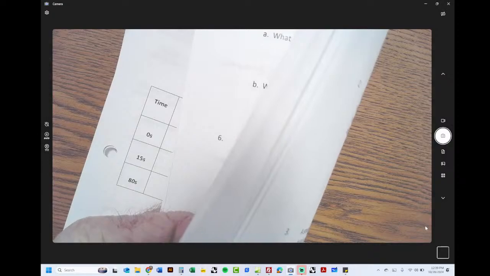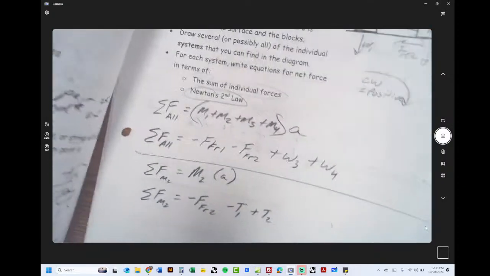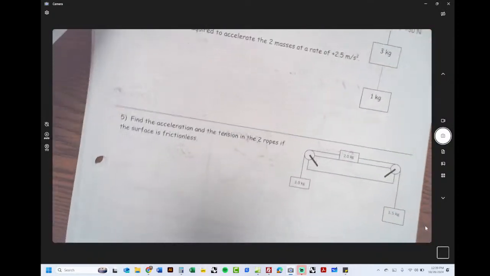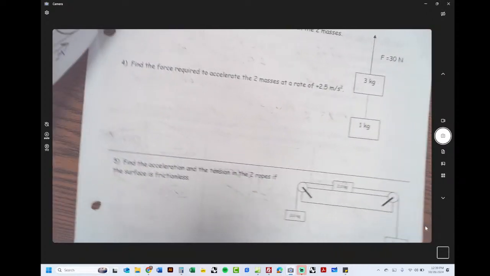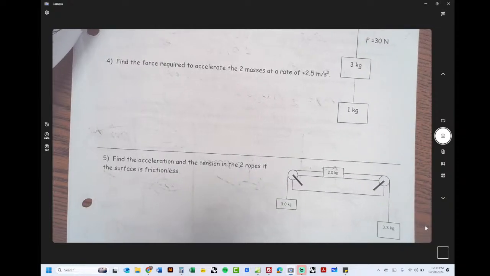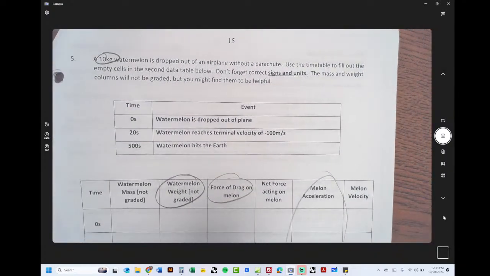And the other part of the homework is to do 4, 5, and 6 back on page 11. Like the melon thing's part of the homework. Yes. So the homework is page 11, 4, 5, and 6. 5 and 6 really go together. And then the watermelon, page 15. And that's it.